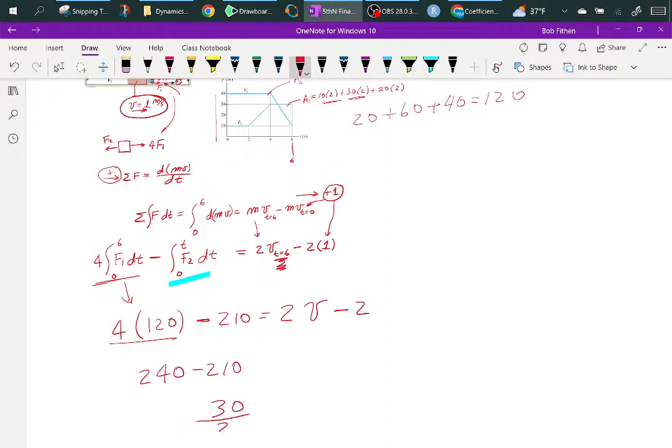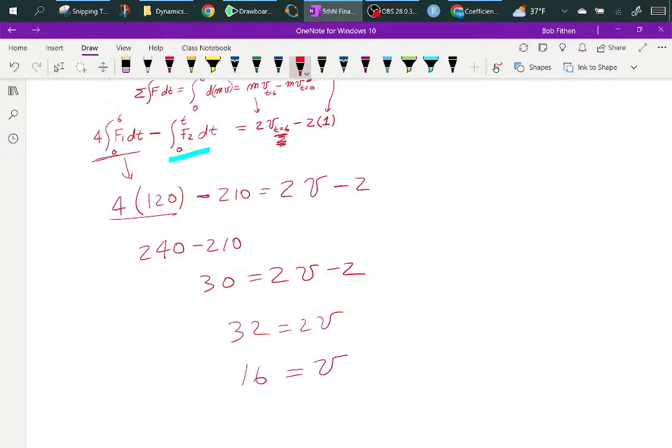Divided by 2, wait. 30 minus 2 is that, wait, no, wait. I'll just say it this way. Okay, let me go to here. 30 is equal to 2v minus 2. Now, I add 2 to both sides. I got 32 is equal to 2v. And I get v is equal to 16. Is that right? I don't know if I did my math right. Did I not? Oh, it is.